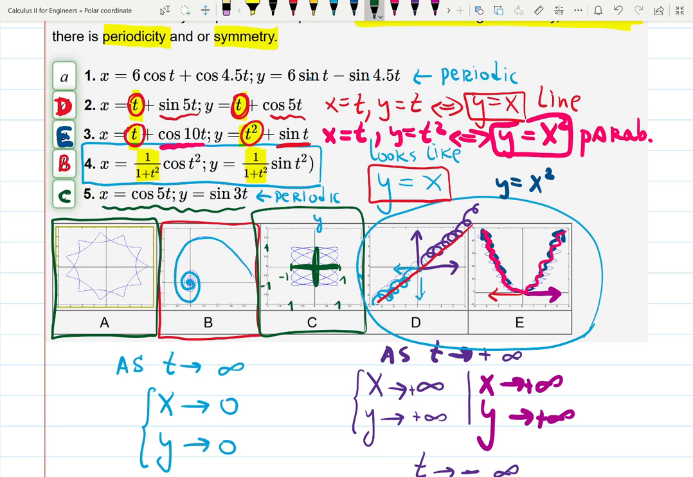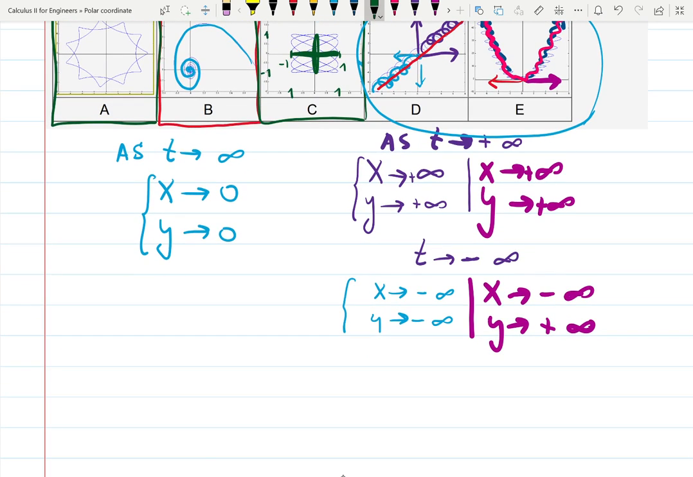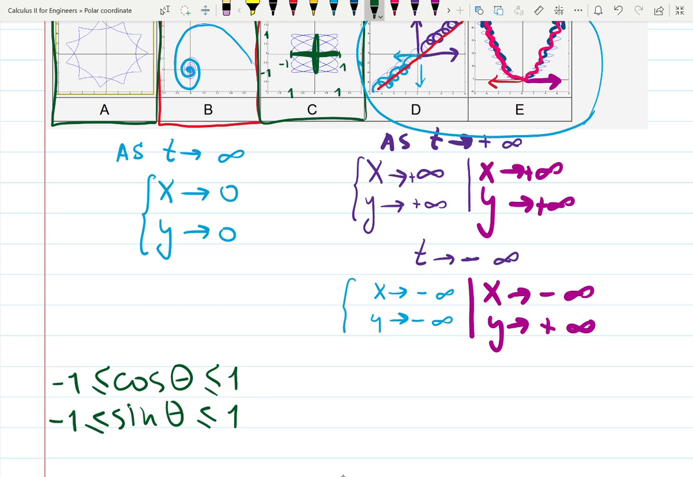But the height and the length are restricted between -1 and 1 because, as you remember, should I write it down for you or not? Do you guys remember? Cosine theta is from -1 to 1. And sine theta is from -1 to 1. We know that from school. So that's important to remember.